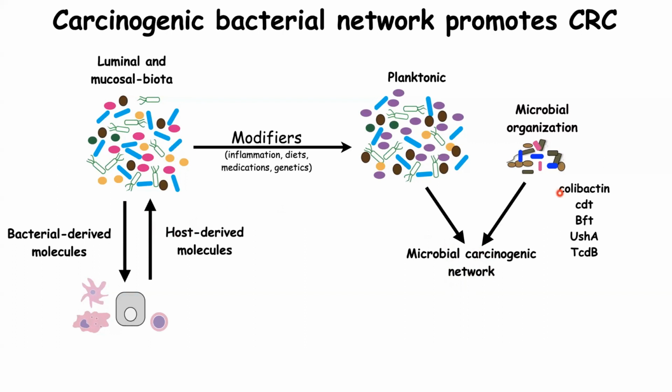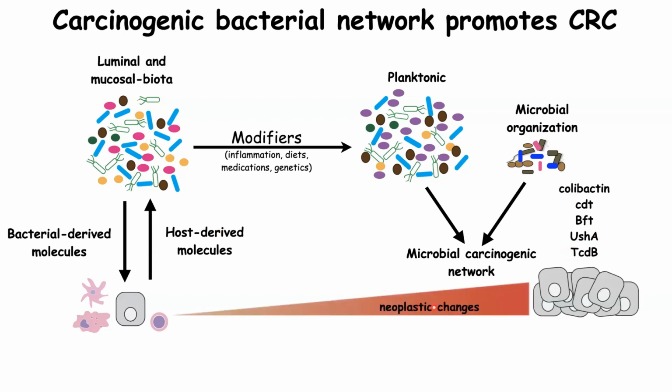Colibactin is a small molecule produced by some bacteria. I will come back to that. Cytolethal distending toxin is another genotoxic bacterial molecule. B. fragilis toxin, another genotoxin called OSHA, or even Clostridium difficile toxin. So many of these toxins exist in your bowel, and they could foster neoplastic changes that lead to transformation and tumor development. So that's the carcinogenic network.